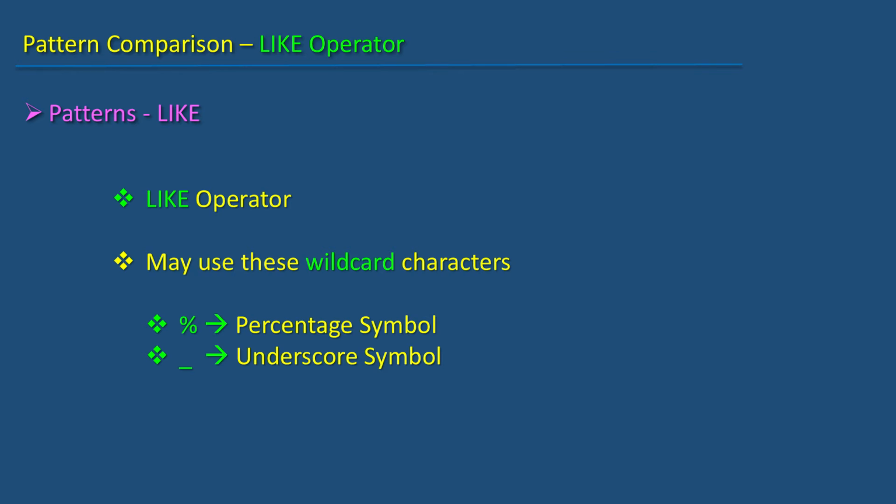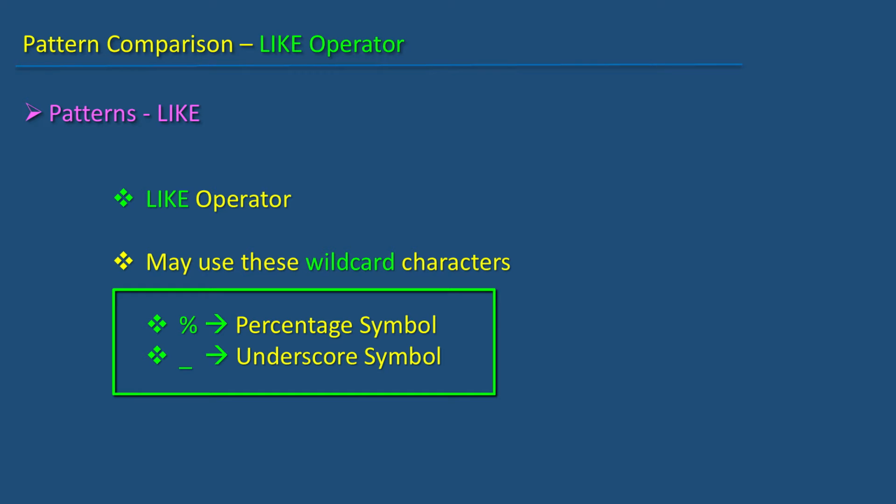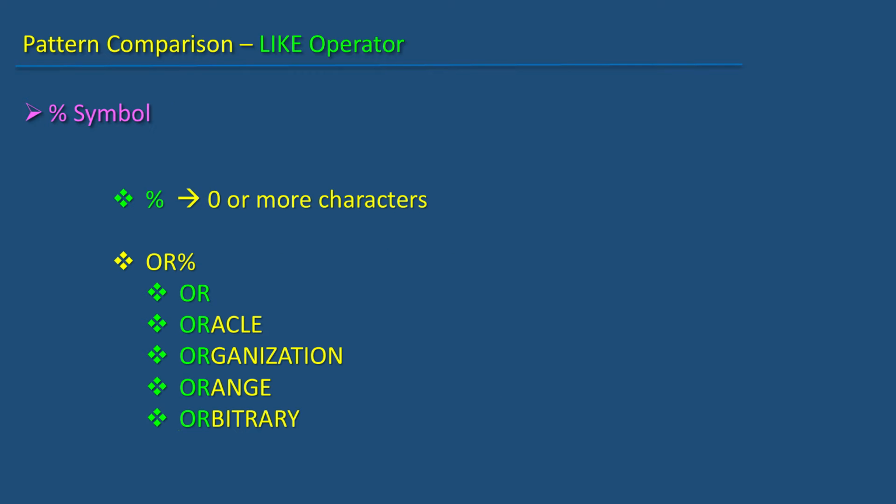Pattern comparison: the LIKE operator. We can also fetch rows based on certain patterns. We need to use the LIKE operator for that. The LIKE operator may use either of the following wildcard characters: the percentage symbol and the underscore symbol. Percentage can be replaced with 0 or more characters of any kind while pattern matching.